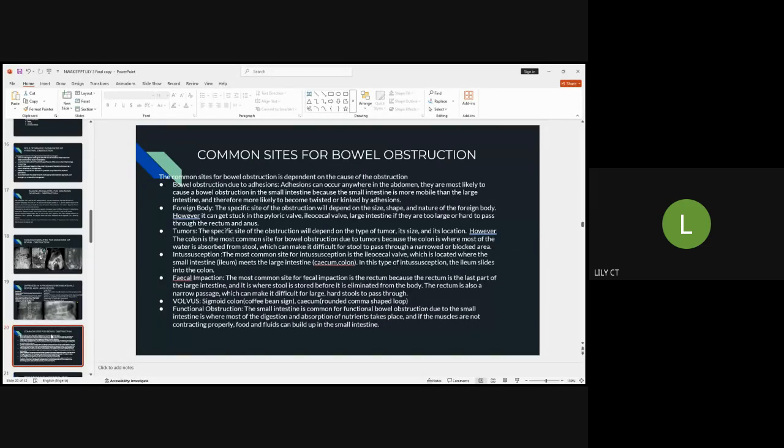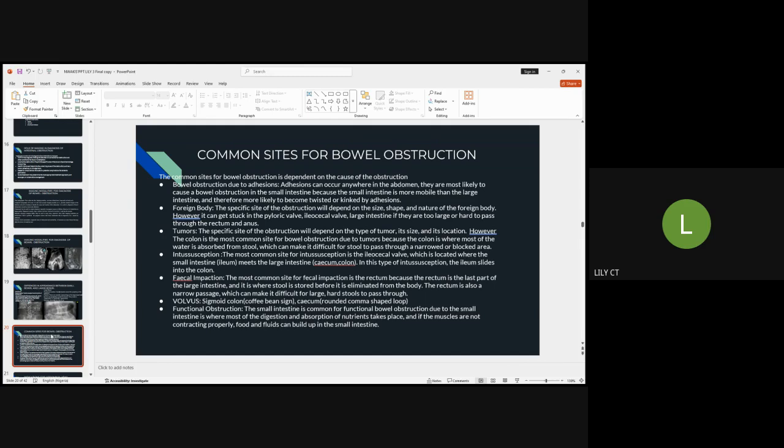Foreign body. The site of the obstruction will depend on the size, shape, and nature of the foreign body, because it can get stuck in the pyloric valve, it can get stuck in the cecal valve, and it can also get stuck in the large intestine if it is too large or too hard to pass through the rectum and anus. Tumors. The specific site of the obstruction will depend on the type of tumor, its size, and location. However, the colon is the most common site for obstruction due to tumors, because the colon is where most water is absorbed from the stool.